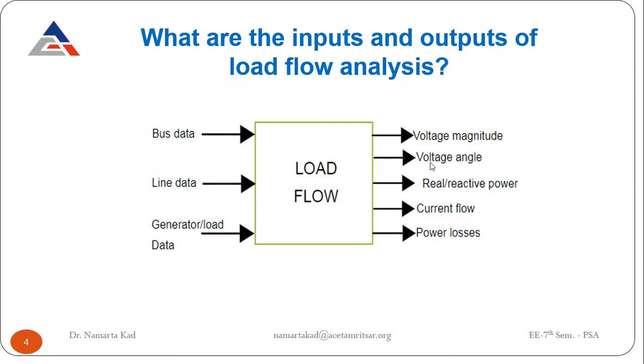The outputs from the load flow analysis are in the form of voltage magnitude, voltage angle, real and reactive power, and current flow, that is, how much current is flowing, which we should be able to know from the load flow analysis, then the different losses in the system. So these are some of the outputs.